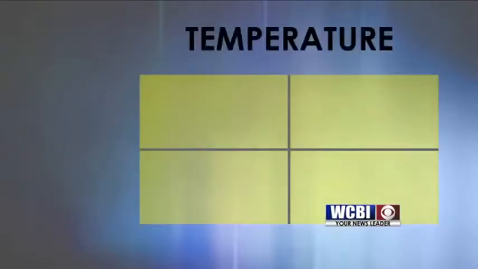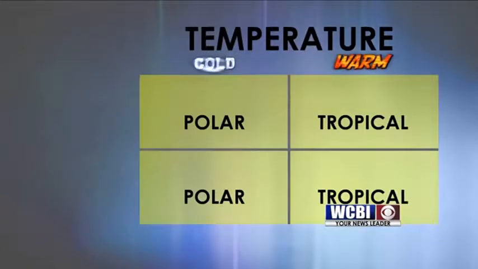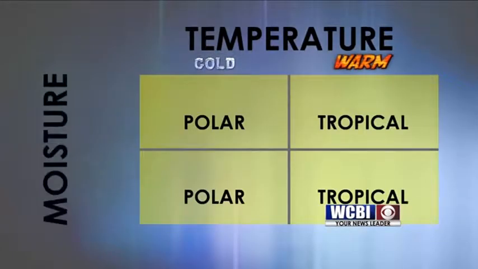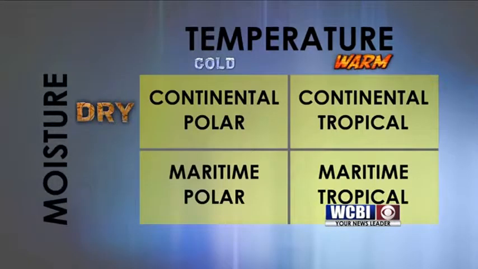As far as temperature characteristics, polar air masses are those that are fairly cold, while tropical air masses are fairly warm. As far as moisture characteristics, continental air masses are those that are fairly dry, while maritime air masses feature lots of water vapor. These different air masses form over different areas of North America.